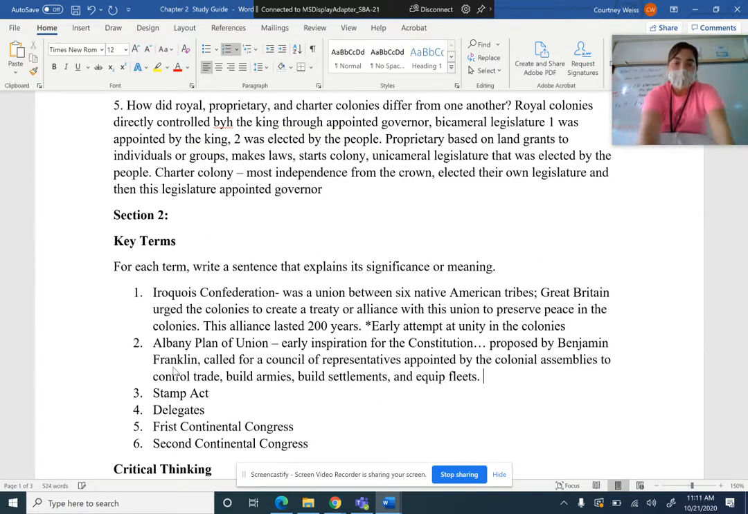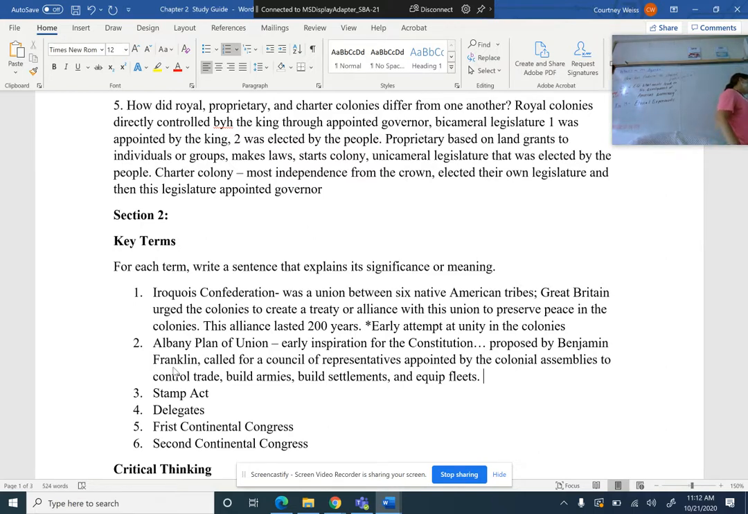Awesome. So basically, Benjamin Franklin came up with this idea to, like Zoe said, create the first kind of government. He said he wanted a council of representatives appointed by the colonial assembly. So all of the colonies would appoint individuals to be this representative government. These delegates from all of the other colonies would come together and come up with ideas to control trade, build armies, build settlements, and equip police.